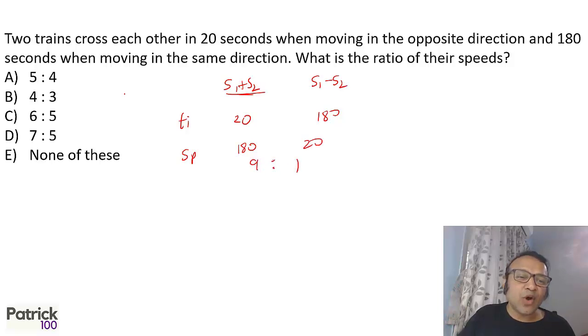Now one way is to directly go over the options, looking for 9 to 1. S1 plus S2 should give you 9 and S1 minus S2 should give you 1. You can clearly make out that option A gives you 9 to 1: 5 plus 4 is 9 and 5 minus 4 is 1.